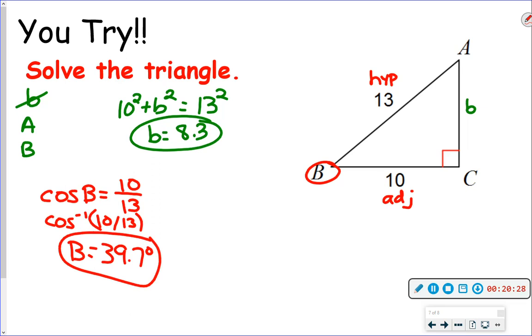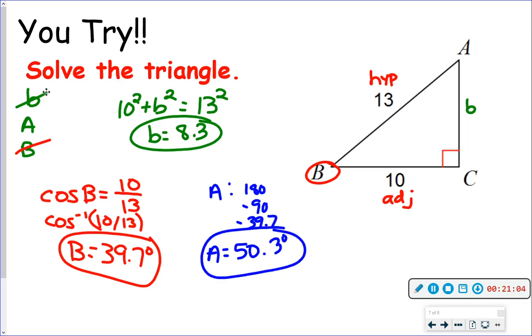Okay, so we got angle B. I'm crossing that off. Last thing we have then is angle A. Now, this is the one where you can do this with no work because all the angles should add to 180. So in our calculators, we're going to take off the right angle. I mean, really, we can do that in our head. And then we're going to subtract the 39.7. So it's 180 minus 90 minus 39.7. 50 point, what do you got? 3. Good.